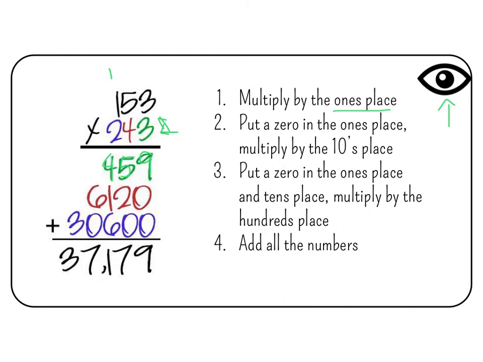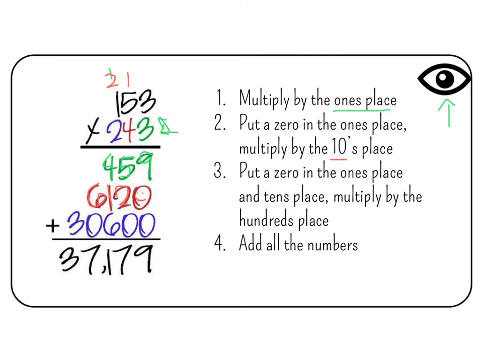Next, we're going to do like when we multiply with a 2-digit number. We put a 0 in the ones place, and then here's our magic 0, then we continue multiplying. 4 times 3 is 12, there's my 2. 4 times 5 is 20, plus 1 is 21. 4 times 1 is 4, plus 2 is 6.